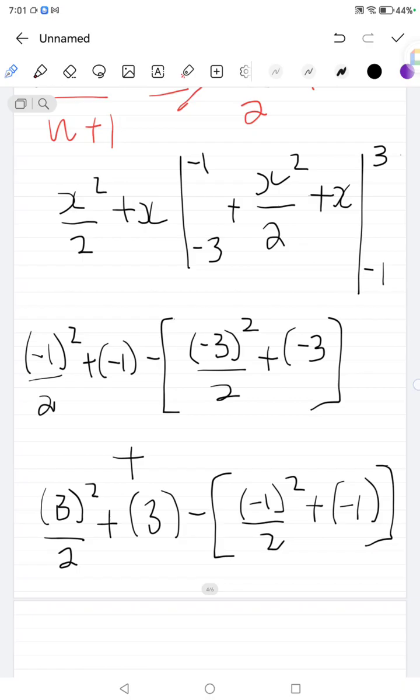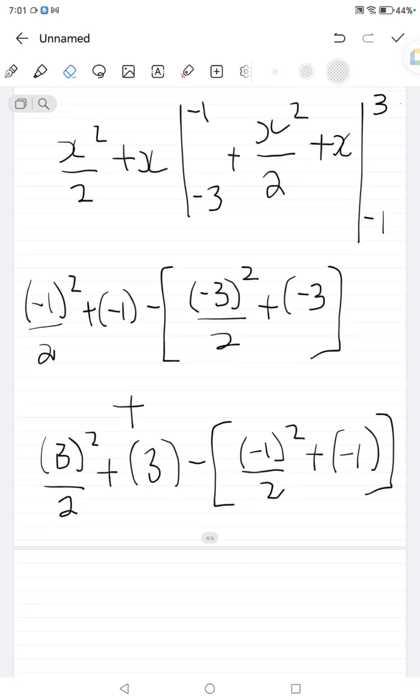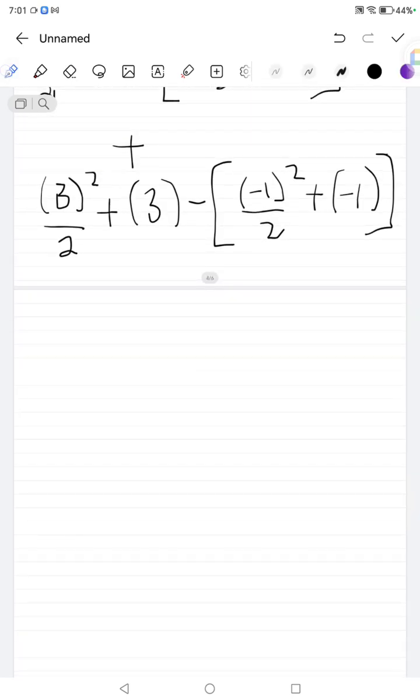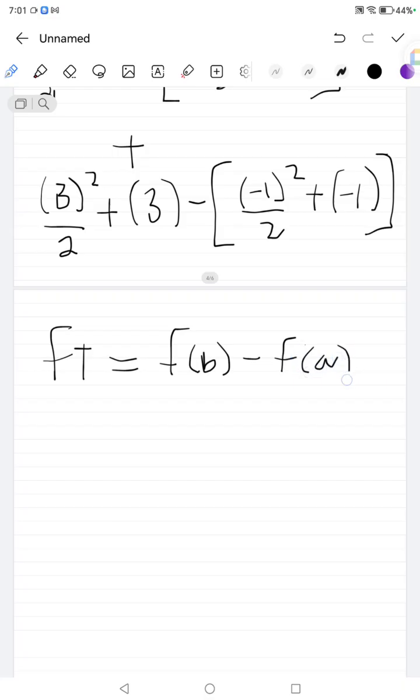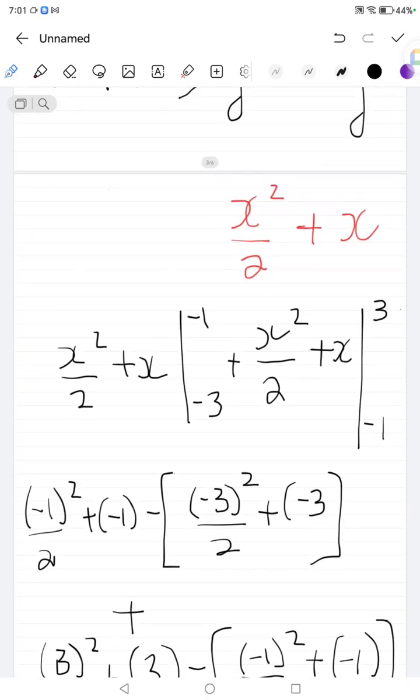So just to recap, guys, remember the moment we start to use the after finding the antiderivative, we always go back and use the fundamental theorem. The fundamental theorem, what does it say? It says you always have your F of b minus your F of a, which is what we've got. This would be after you've got your antiderivative. So basically we're just inputting our a and b's into the equation.